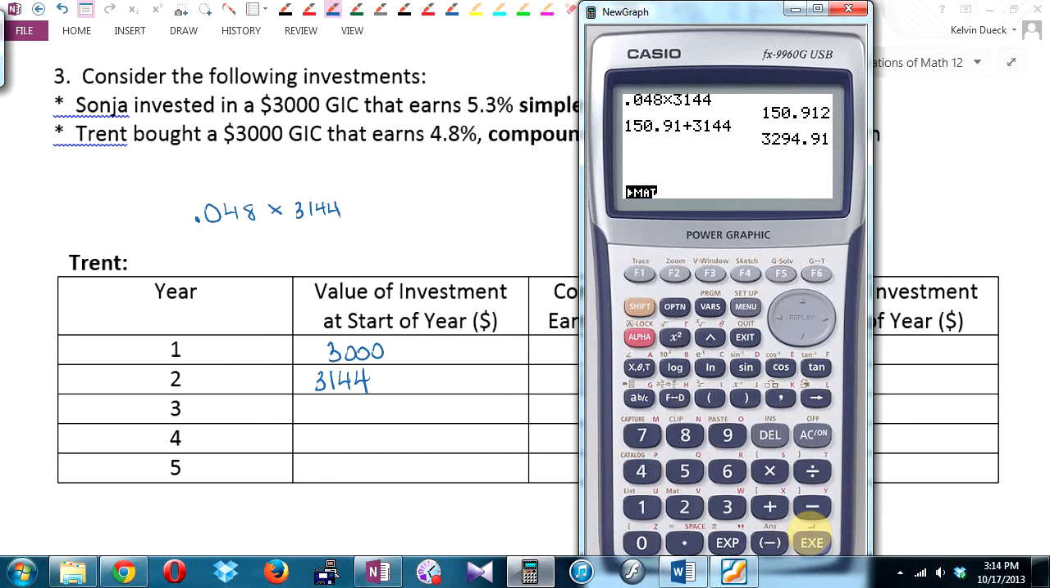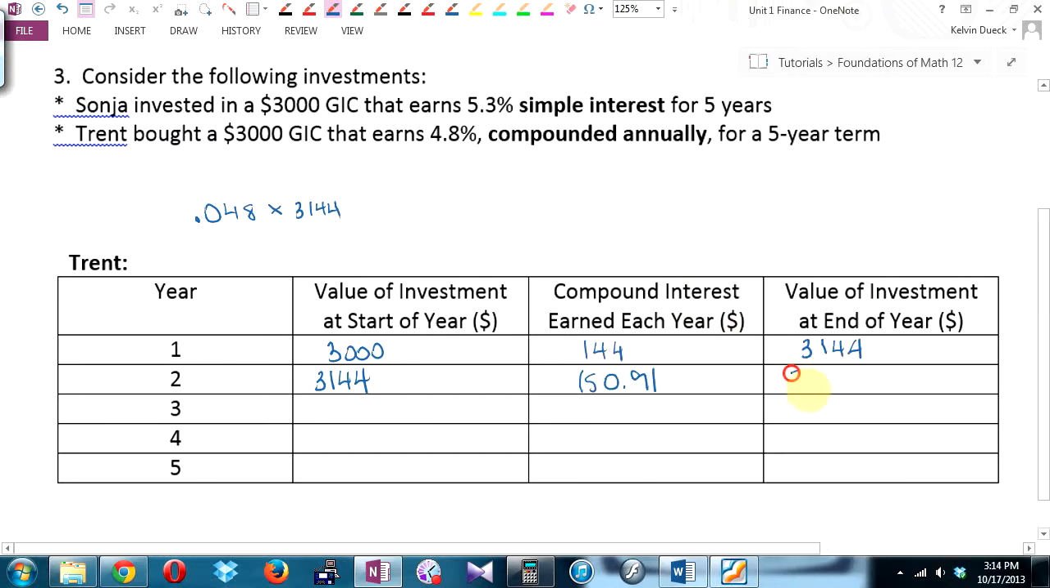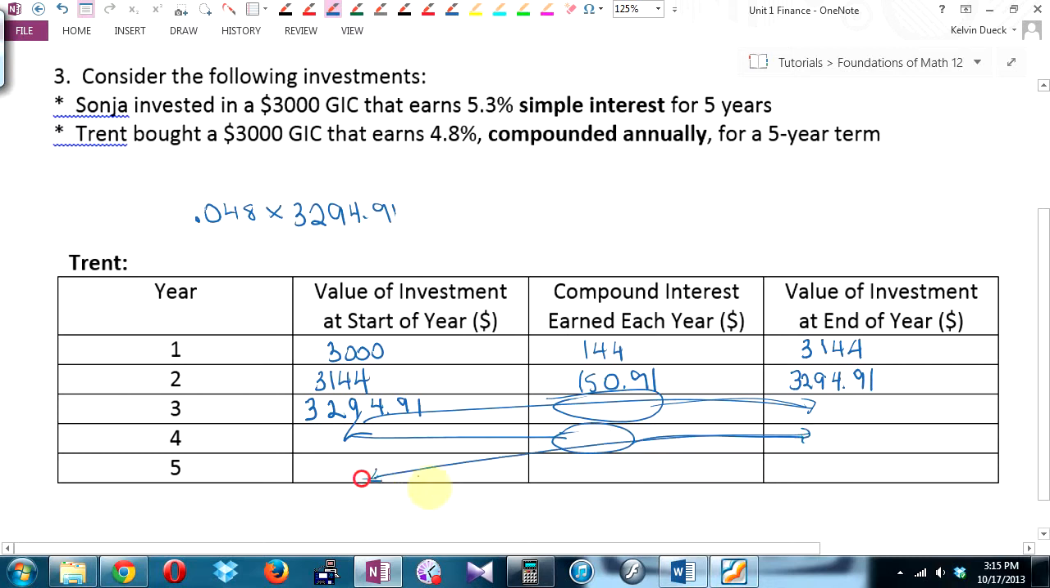And then you just times that by 0.048. 329,491. That drops down. You see where we're going now? Now instead of 3,144, it's going to be 329,491. Get a new amount. Add it. Drop that down. Get a new amount. Add it. Drop that down. Get a new amount. Add it. And that's where you end up with your final value.